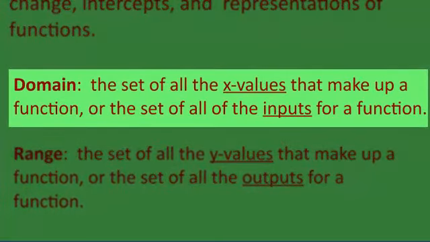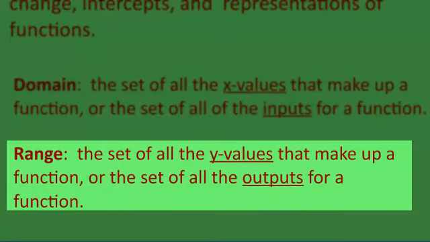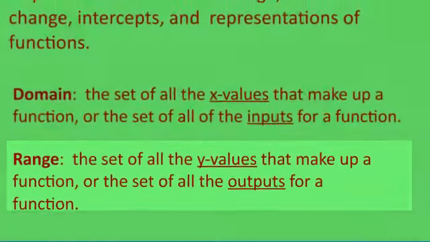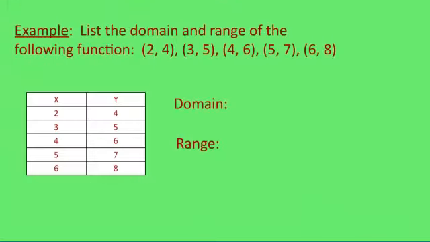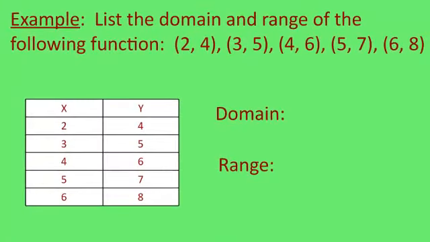So the domain of a function is simply the set of all the x values that make up that function. So it's all the inputs. And the range is the set of all the y values that make up a function, or it's all the outputs. Alright, so let's look at an example here. If this is the function 2, 4, 3, 5, 4, 6, 5, 7, and 6, 8, those are the ordered pairs that make up this function.